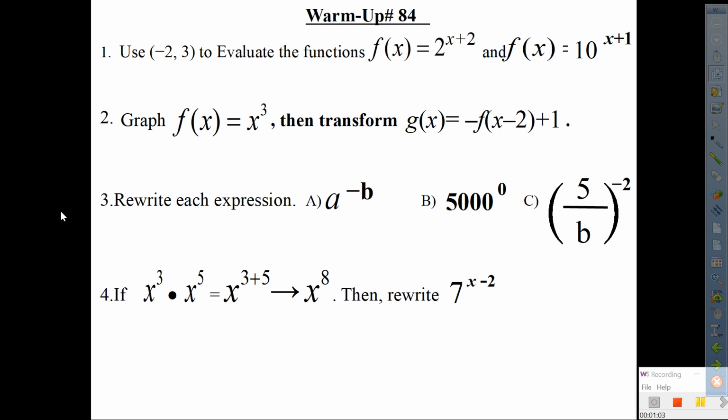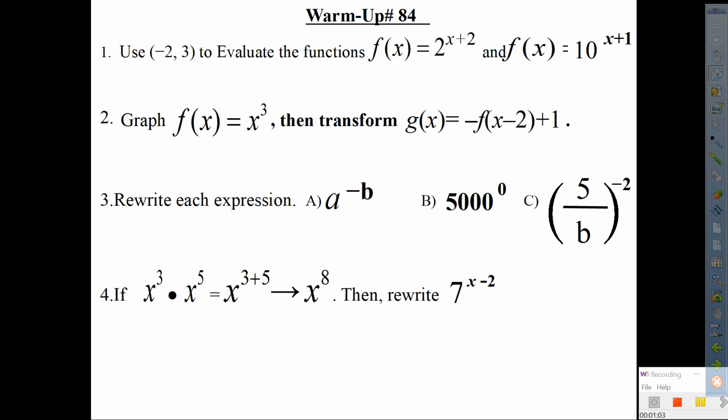Agenda for today: warm-up number 84. We're still on rational functions. Home play, 8 problems, graphing. And just so that you know, today we're moving on. We're still on rational functions, but I'm introducing 2 new types of rationals. You'll see that in a moment.